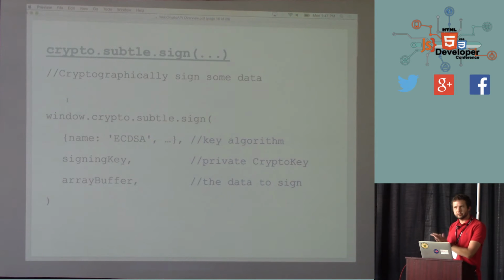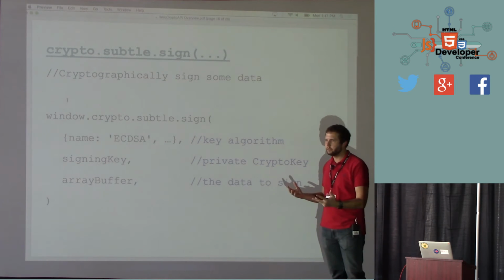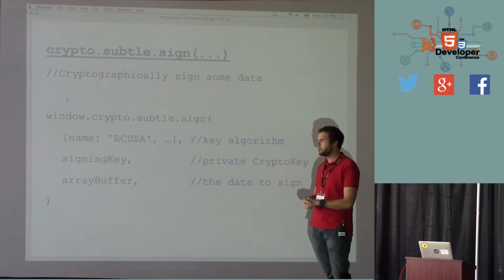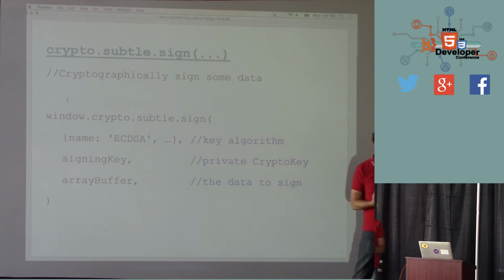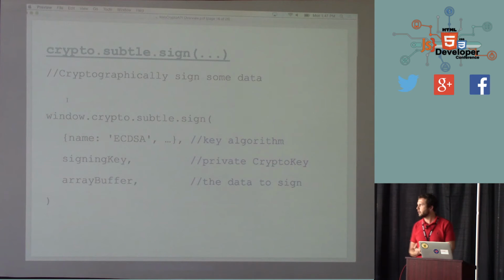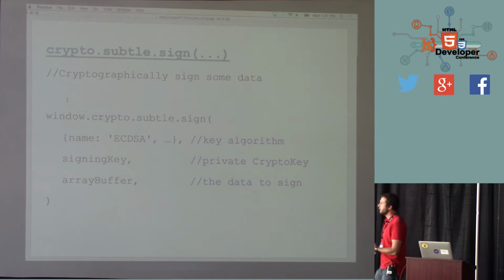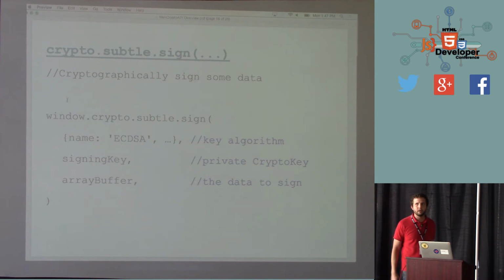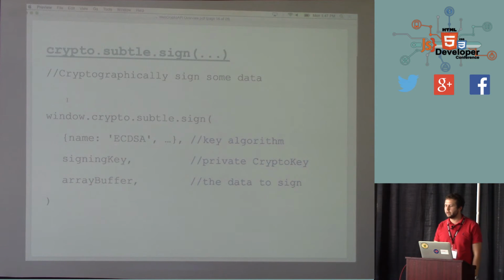So for signatures, if you want to sign a piece of data, you just take the algorithm that you want to sign with. So it can either be asymmetric or symmetric. In this case, it's an ECDSA, which is an asymmetric algorithm. And you take your signing key, so in this case, a private ECDSA key, and the data you want to sign, and you get back the signature itself for that data.